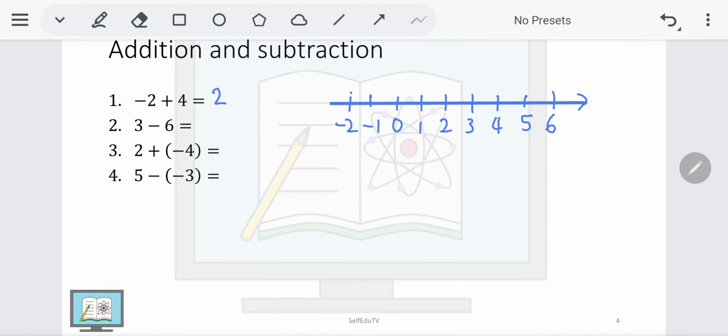Negative 2 is here, so you add 4. Add means moving to the right by 4 steps. So 1, 2, 3, 4. So the answer is 2. That's how you use a number line.